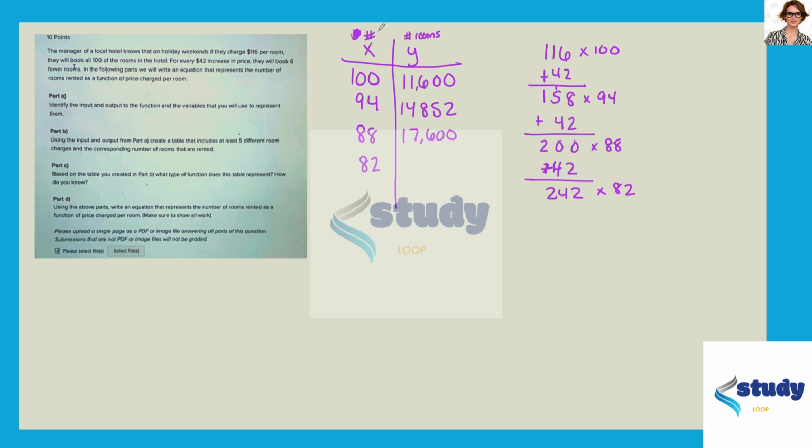I did the opposite. Number of rooms, total cost. And so then that is 19,844.